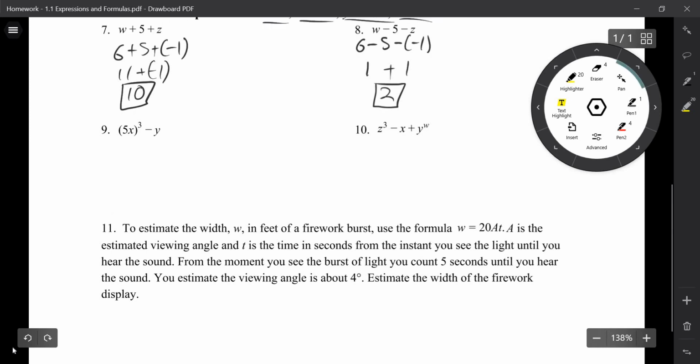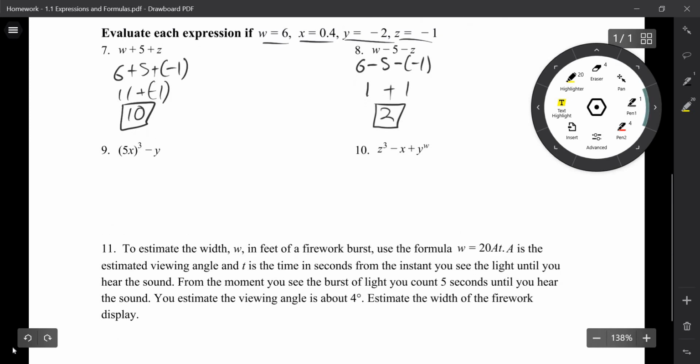Let's see, I'll pan back up so we can see those values here. 5x to the third minus y. So within parentheses, we have 5 times our value x, which is 0.4. And then outside those parentheses is the exponent. That's going to be important. Minus y, which is negative 2. 5 times 0.4 is what we're going to have to do first. We don't want to deal with this exponent yet because we have to handle what's in these parentheses first.